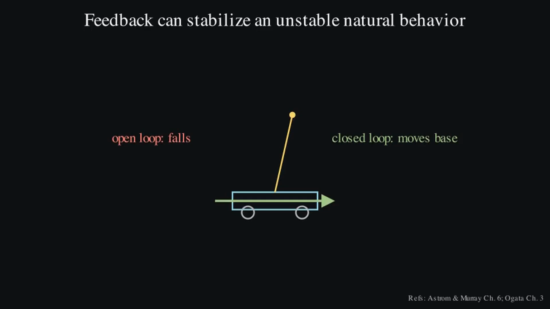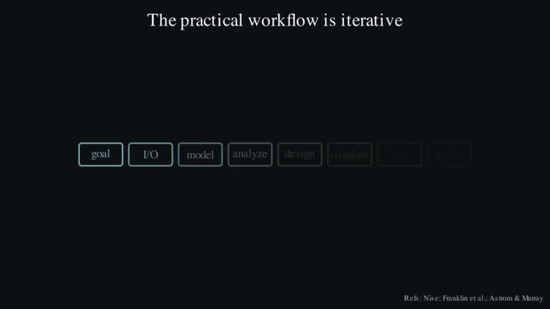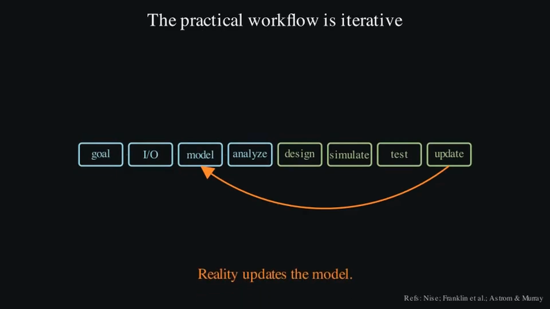Controllability asks whether the inputs can move the internal state where we need it to go. Observability asks whether the measurements contain enough information to reconstruct the state. A system can have elegant equations and still be a poor control problem if the actuator or sensor is placed badly.